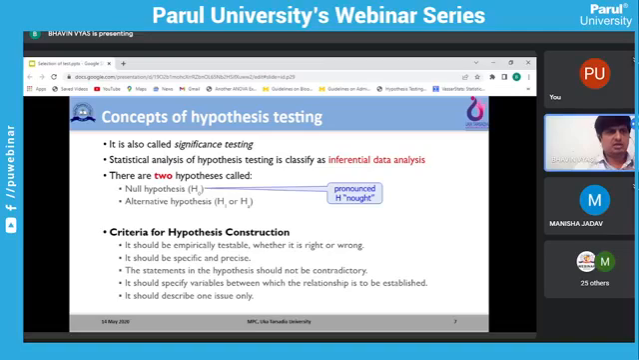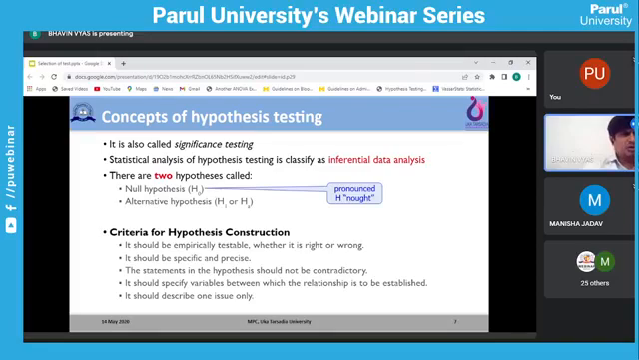Significance testing, the statistical analysis of hypotheses, is classified as inferential data analysis. Generally, in hypothesis testing, you need to give two statements. The first statement is known as the null hypothesis, and the second is known as the alternative hypothesis. The null hypothesis is noted as H naught, and the alternative hypothesis is known as H1 or HA.